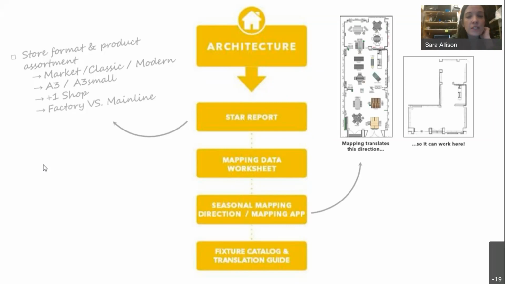Here we have what's called the mapping data worksheet, which will help you understand your store versus the lab store that you'll see in the floor set documents, how it stacks up and how you may be different and what adjustments you may need to make every floor set. So we'll look at what that looks like in a minute.